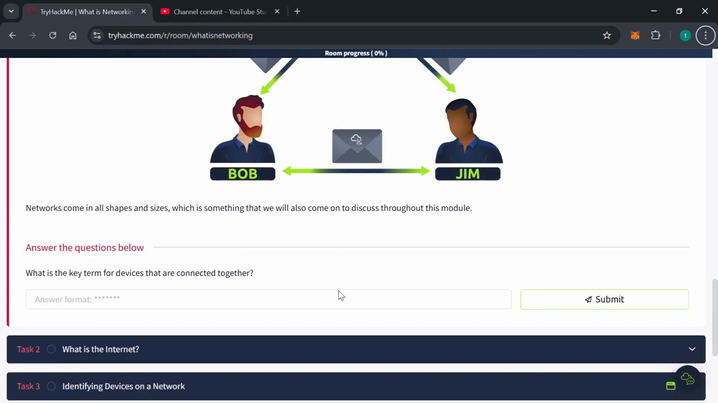What is the key term for devices that are connected together? That will be network.